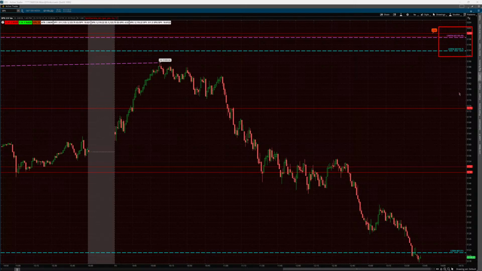So again, SPX reversed lower on its way up to those levels above, now down below the lower daily expected move, and also this 5,150 that had acted as resistance earlier. All right, let's take a look at Bookmap now.